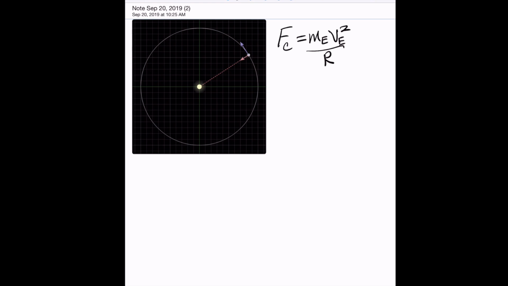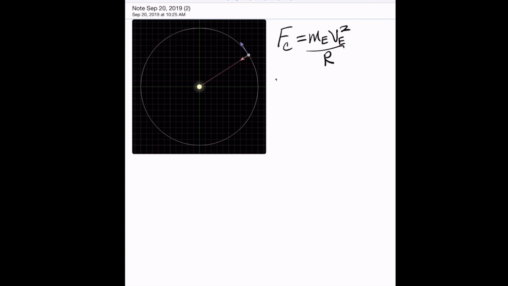And this holds for any object moving in a circle, not just the Earth going around the sun. So you'll notice that m sub e is the mass of the Earth, and v sub e is the velocity of the Earth, which is that purple vector there, and r would be the distance between the center of the Earth and the center of the sun. We typically just consider that 1 AU, and we don't get any more specific than that. I don't have to worry about the size of the Earth and the size of the sun, because it makes it easier.